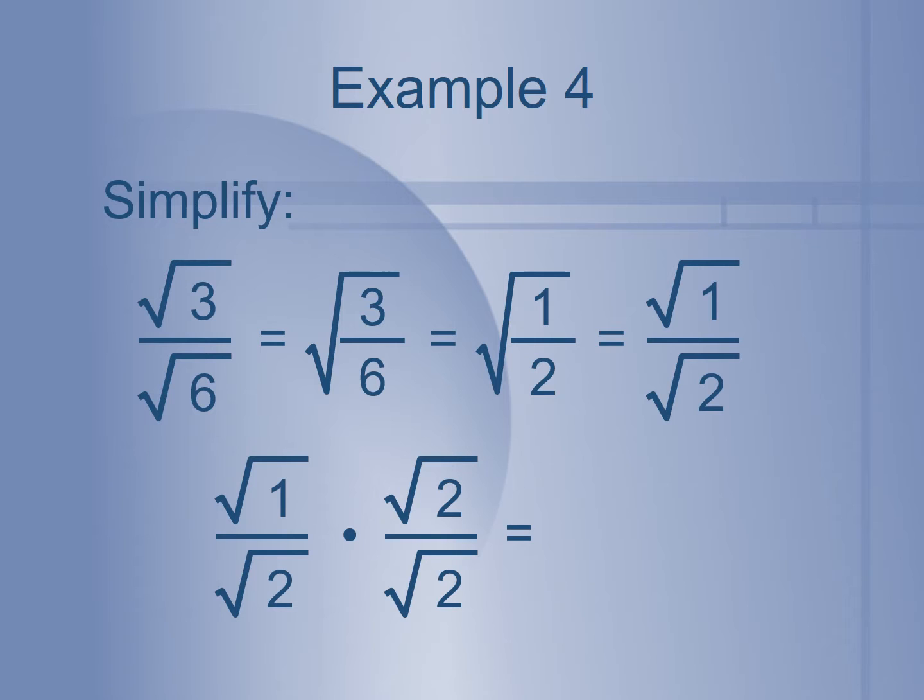Now the square root of 2 cannot be in the denominator, so we'll multiply both top and bottom by the square root of 2. 1 times the square root of 2 is the square root of 2, and the square root of 2 times the square root of 2 is just 2, giving us our final simplified answer of the square root of 2 over 2.